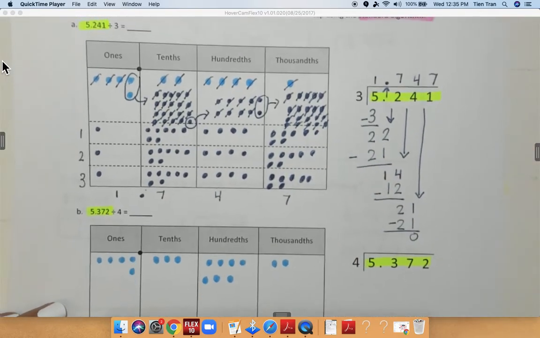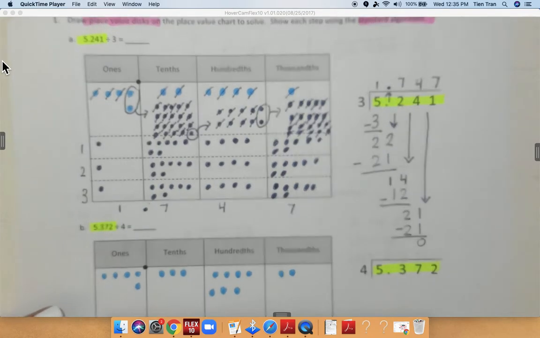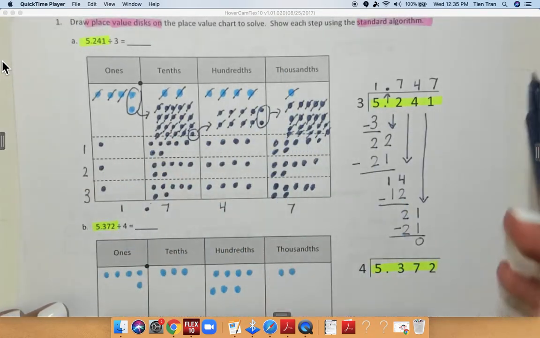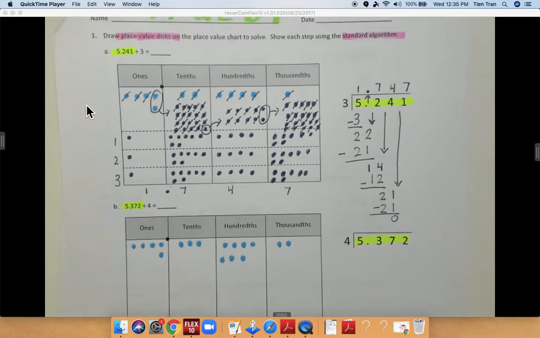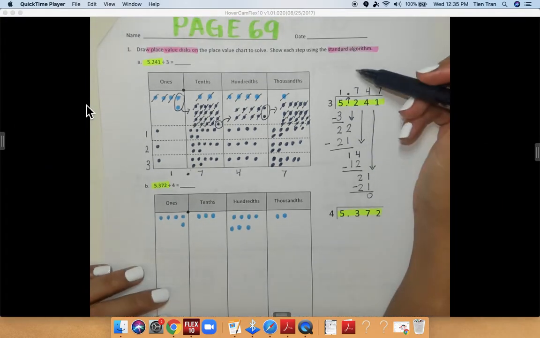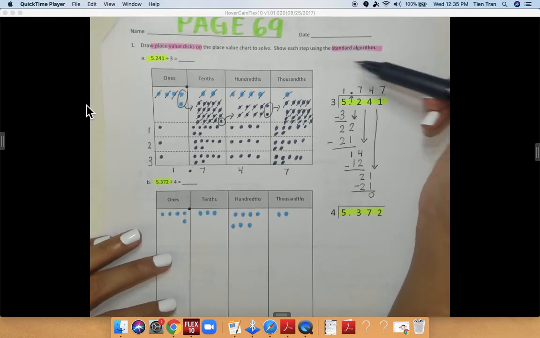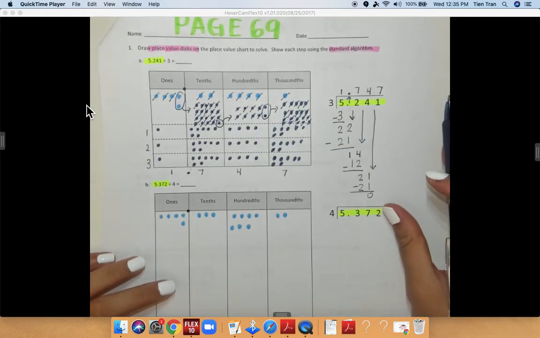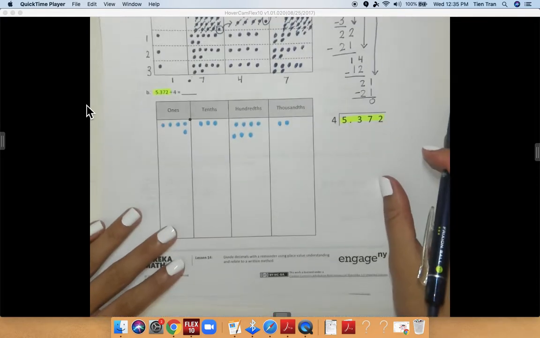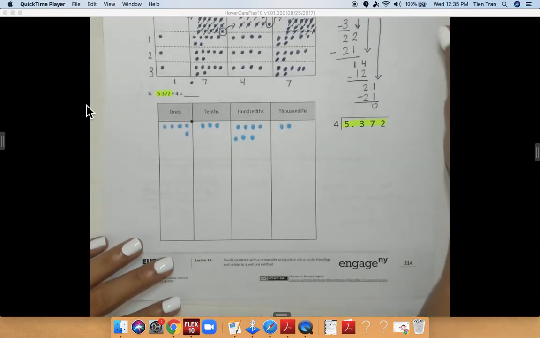So there are two ways you can solve for this equation. You can draw it in a place value chart, or you can solve it the standard algorithm way. So those are two methods you can solve for it. The standard algorithm is faster, but if you are more of a visual person, this might also help you as well. Okay, now I'm going to go on to problem B.